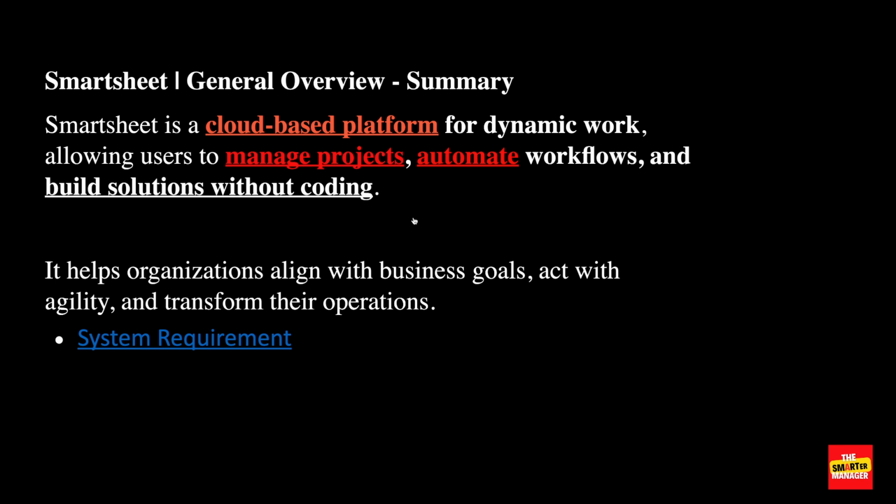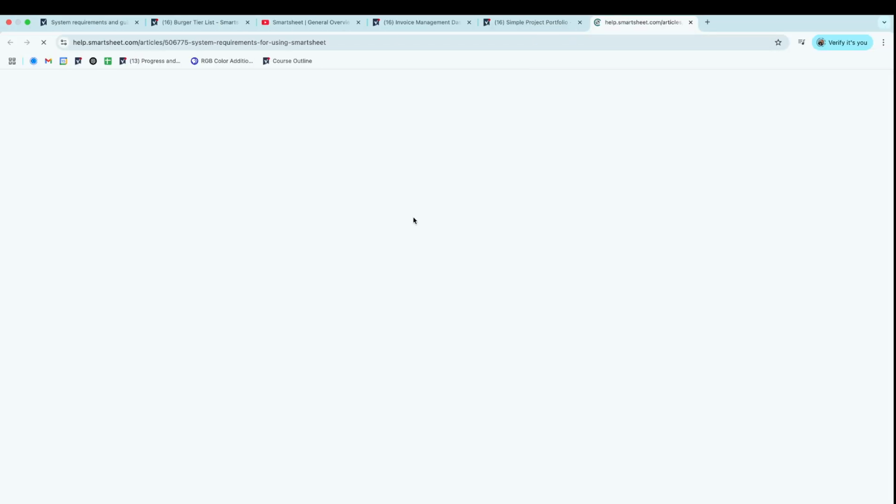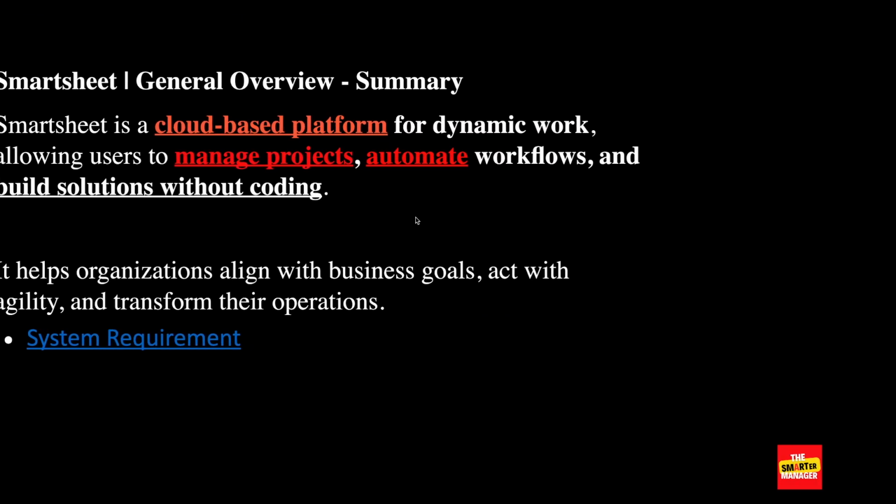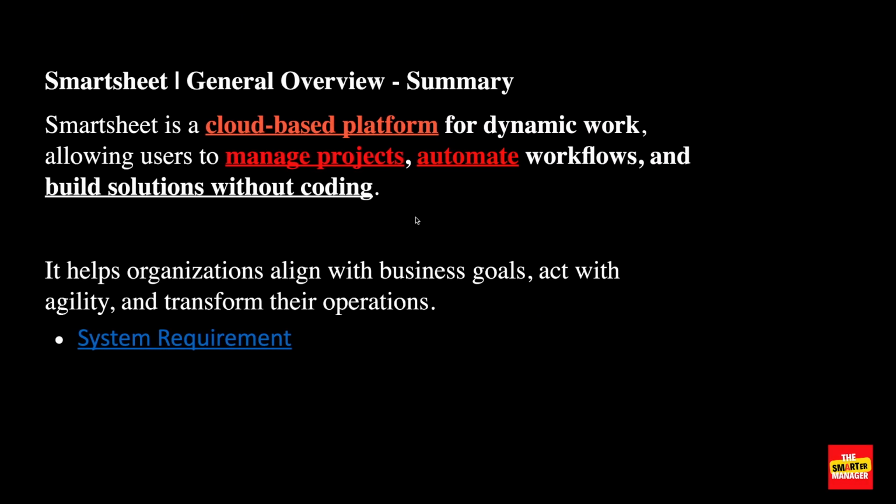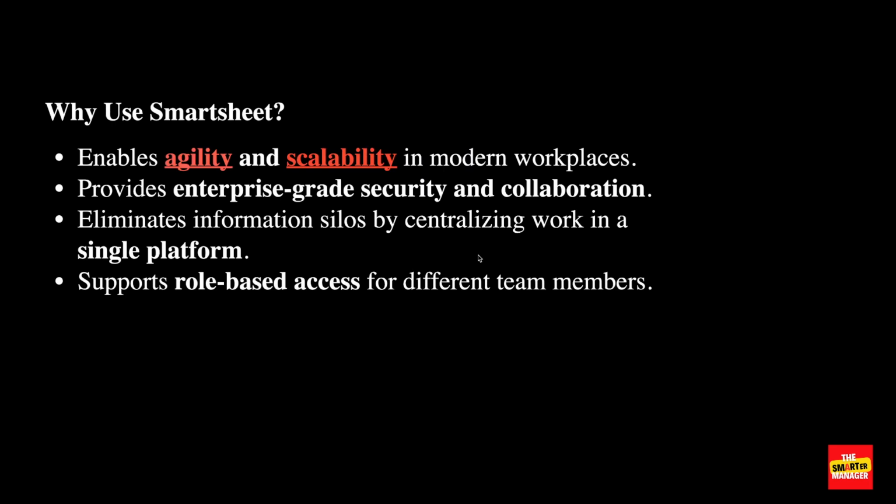And as I said, the system requirements are outlined, but they are pretty much, if you can be on the web browsing a typical website, then you are going to be comfortable with utilizing Smartsheet. That's the system requirements. If we were to move on to why we use Smartsheet, we use it because it's agile and scalable in the modern workplace. And these 2 terminologies are super important to understand so that you invest the time in getting through the learning curve.